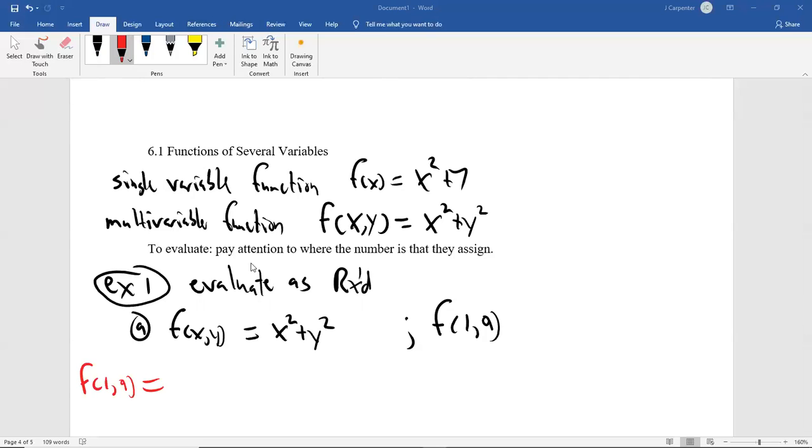All right, so f of 1 comma 9 says that the x value should be a 1. So that's 1 squared plus, well, 1 comma 9, that says the y value should be 9. X is the first one, that's a 1. Y is the second one, that's a 9. Square the numbers. 1 squared is 1, 9 squared is 81. Add them, you get 82.